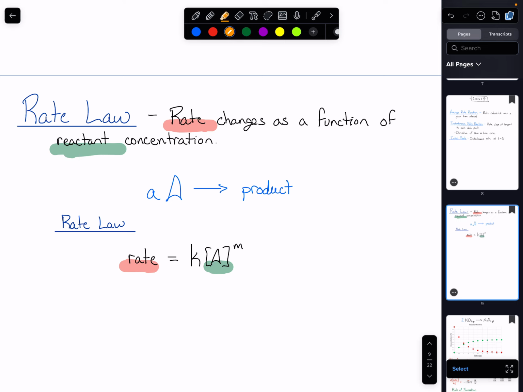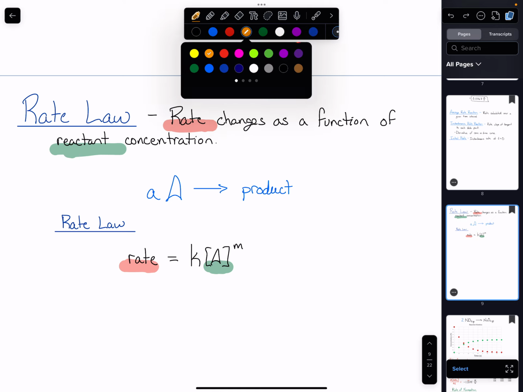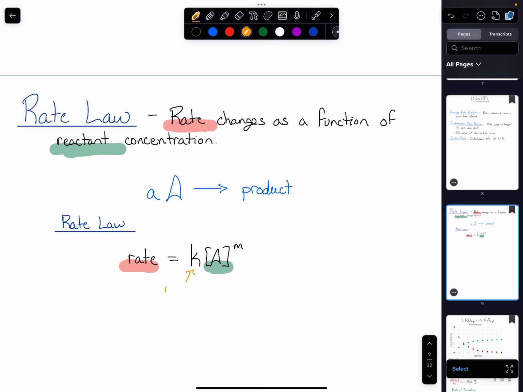Now we have these two unknowns here. We have what we call our rate constant, k. Let's label these. We call k the rate constant. And that concentration is raised to some power, this m here, what we call the order of our reaction.